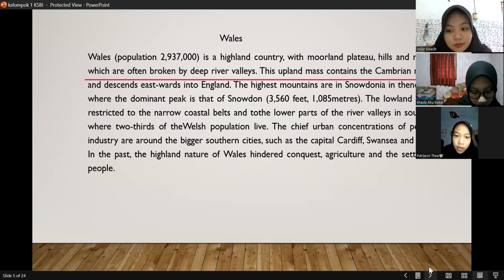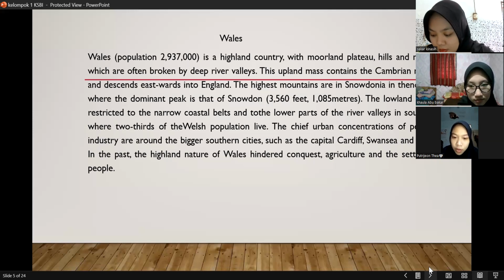The lowland zones are restricted to the narrow coastal belts and the lower parts of the river valleys in South Wales, where two-thirds of the country's population live. The chief urban concentrations of people and industry are around the bigger southern cities, such as the capital Cardiff, Swansea, and Newport. In the past, the highland nature of Wales hindered conquest, agriculture, and the settlement of people.